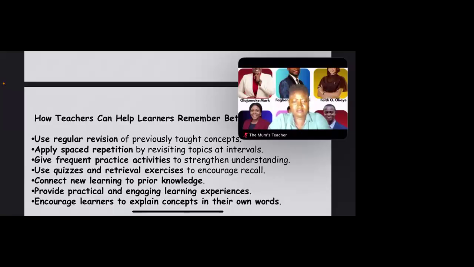Connect new learning to prior knowledge. This one is very, very important. Like I always tell my students, you cannot just teach one topic and let that topic lie at rest till when it's time for test or exam. No. Relate one topic to another topic. I taught fractions in my class in first term, but up till this third term, I'm still using the knowledge of fractions. Percentages, decimals, these are all relevant in most other topics.